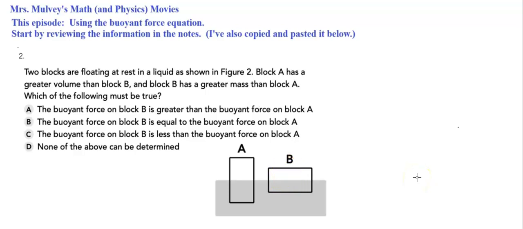Let's also remember that we've been given one other key piece of information. And that key piece of information is that they are floating at rest. And so what that means is for each one, that upward buoyant force, because notice they're floating, so there's no normal force there. That upward buoyant force and the downward force of gravity have to be balanced for each one.